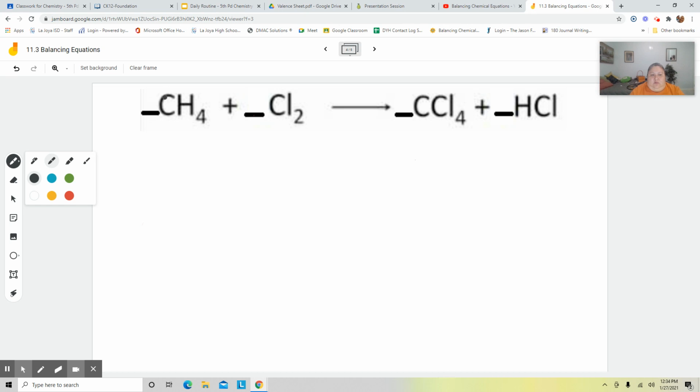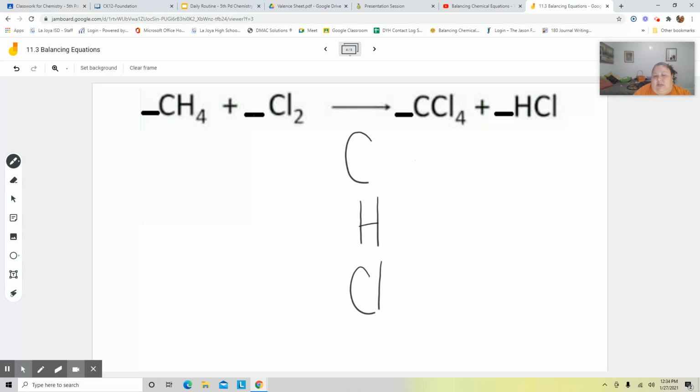Okay. What's the list of elements? What's the first atom you see? What's the first element here? What element is this? Carbon, right? What's your second element? Hydrogen. What's your third element? Chlorine. Make that list, guys. Make the list. Check it twice. Make sure he's naughty or nice.